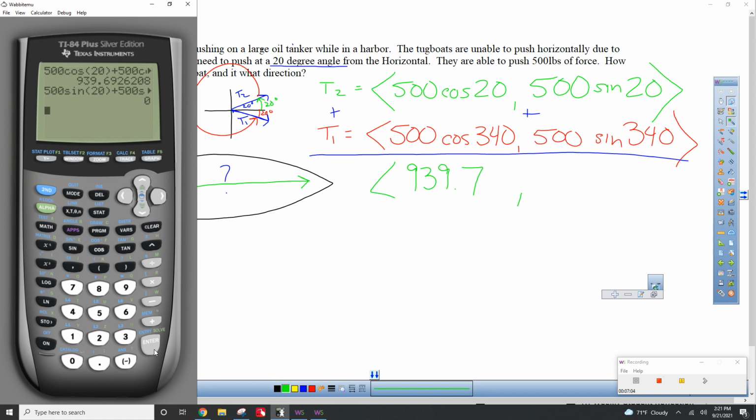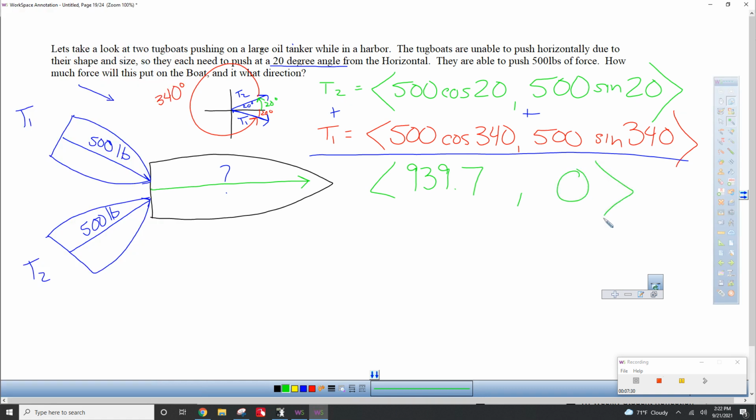Boom! Yes! Now what just happened? Well, look, some of our force was going in the downward direction, but the exact same amount it was going in the upwards direction, so there ends up being no y or no j component to this. So, what is the direction? Well, the direction is 0 degrees. It's completely horizontal to the right.